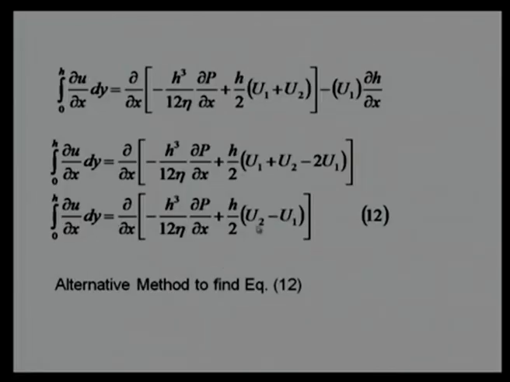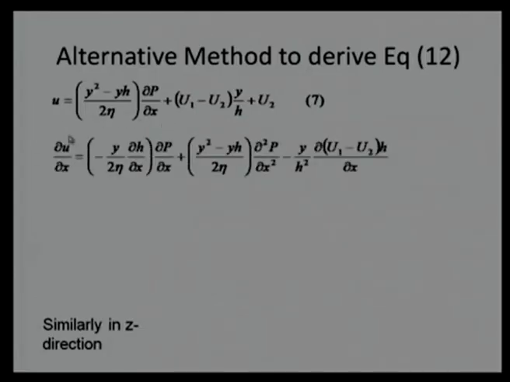Now, this equation was derived based on the Leibniz theorem or Leibniz law. We can use an alternative method also, to check whether what we have assumed or solved gives the same equation or not. We have an alternative method to derive equation 12. What that says is, we have the velocity. Now, we need to differentiate this velocity.